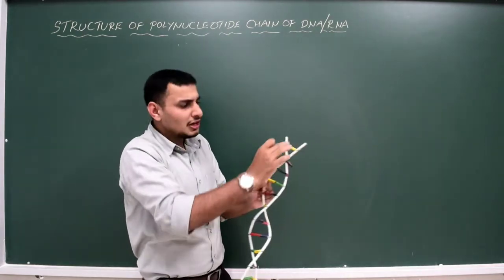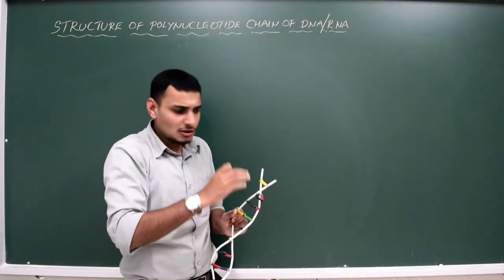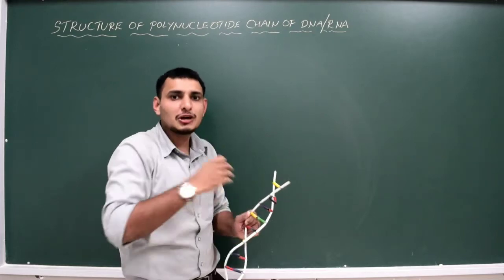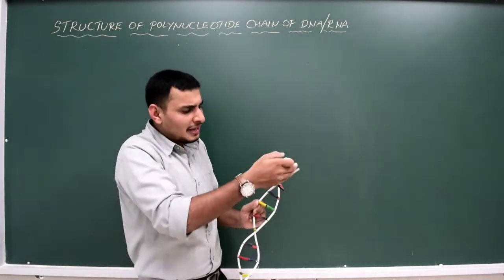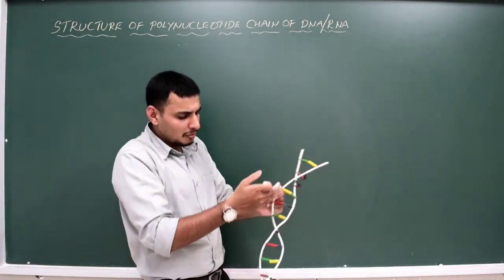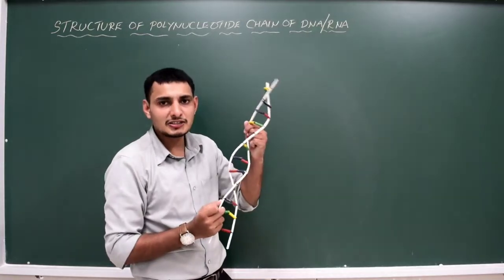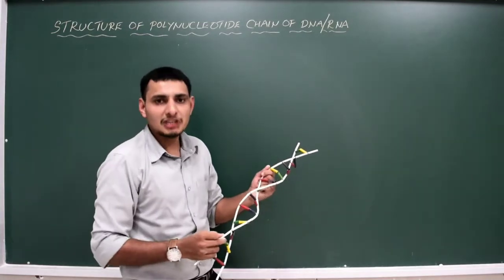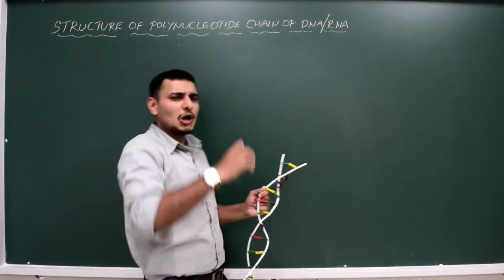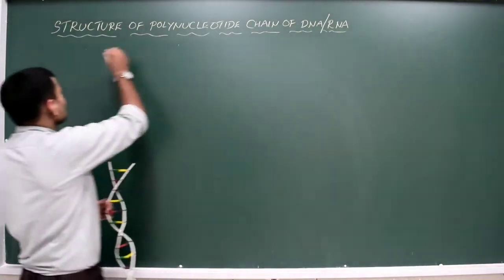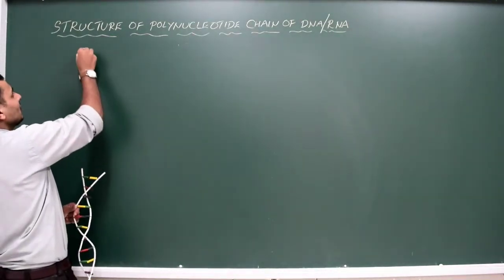Polynucleotide chain. There are so many basic units of the polynucleotide chain. We call them nucleotides. Many nucleotides combine together to form a long chain, and that chain is called the polynucleotide chain. If we concentrate on only one particular unit of the polynucleotide chain, let me write.